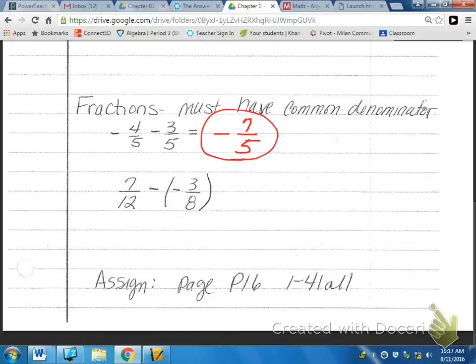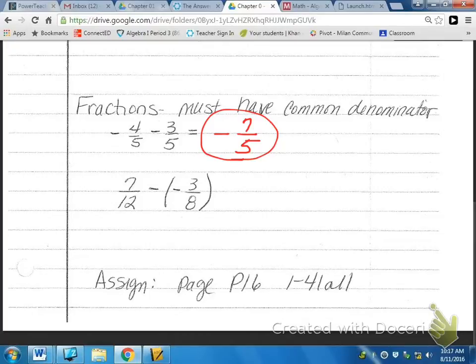Yes? Would we put that as a mixed number? You know what? In algebra, believe it or not, you're allowed to leave them as improper. I would stop right there. Okay? Negative 7/5. All right, last but not least, 7/12 minus negative 3/8.